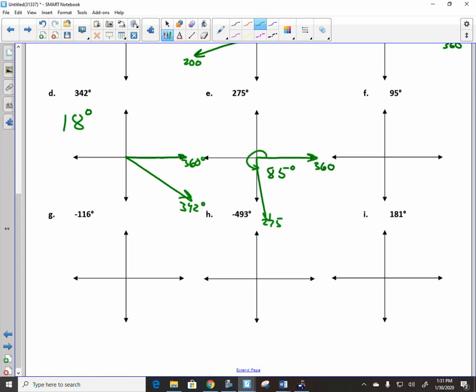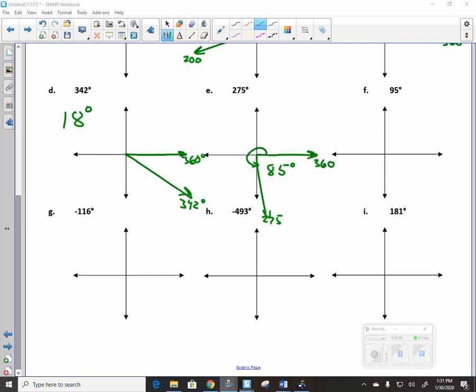Please try the next two on your own. Try 95 and negative 116 on your own. See if you can come up with it. 95 and negative 116. 95 degrees will be sitting in the second quadrant. So this is 180. Anybody thoughts? Looking for that measurement right there. 85 degrees.